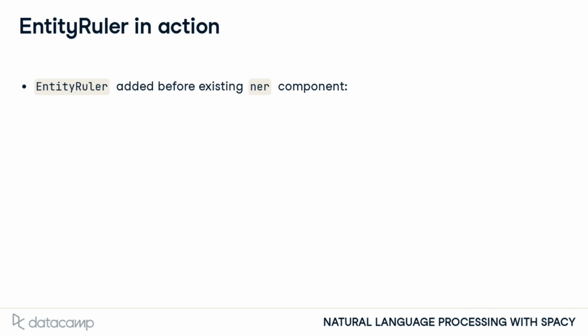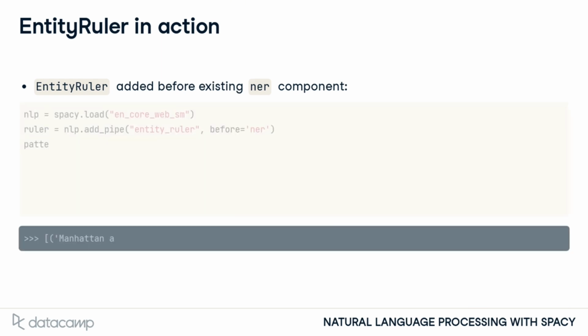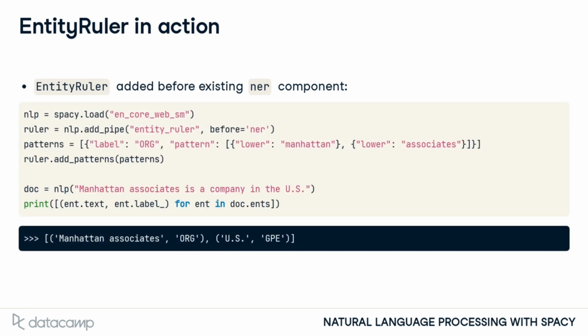However, if we add an entity ruler before the NER component by setting the before argument of the .add_pipe method to NER, to recognize Manhattan Associates as an ORG or organization, the entity recognizer will respect the existing entity spans and adjust its prediction based on patterns added to the entity ruler. This can improve model accuracy in our case.